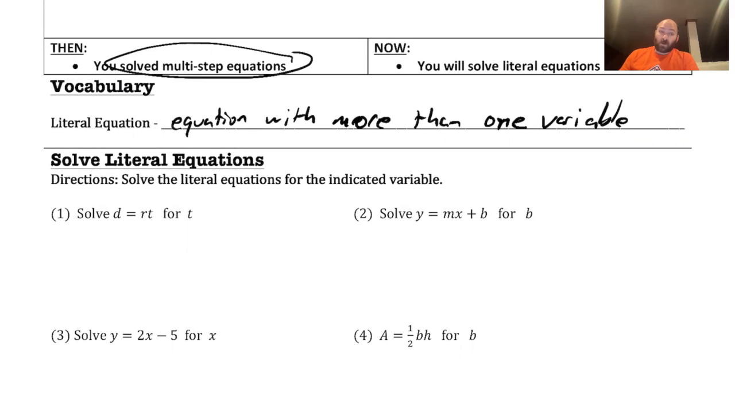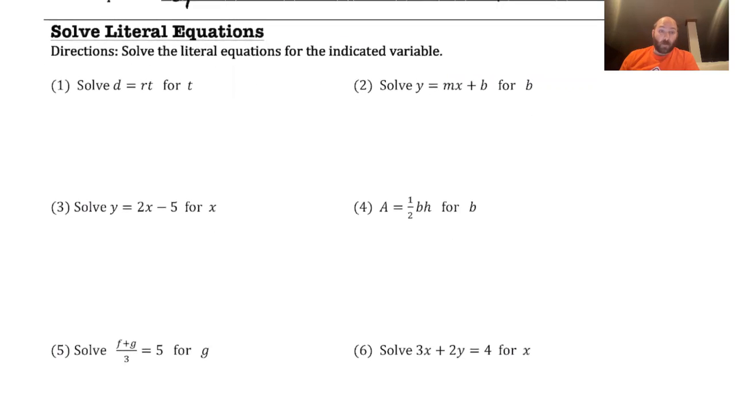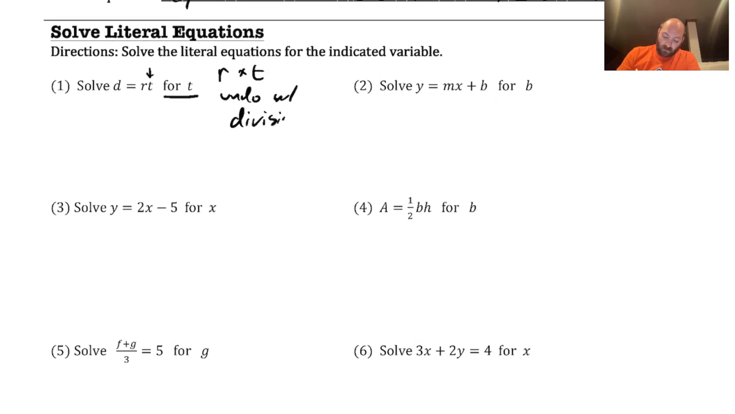So when we solve our literal equations, we're still going to apply some similar ideas to solving our normal multi-step equations. I still want to undo the order of operations. Some of these are really straightforward. For example, number one, D equals RT. I want to solve for T. So T is right here. The only operation that's happening to T is multiplication by R. So if I want to undo that, I'm going to undo with division. So divide both sides by R. And that's it. So my new equation is going to be D over R equals T.